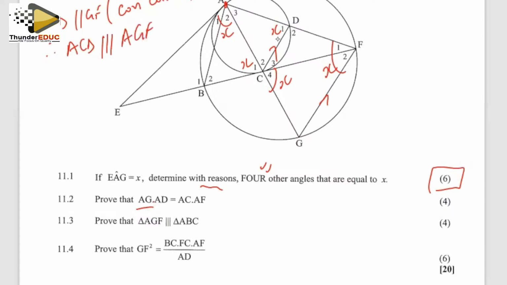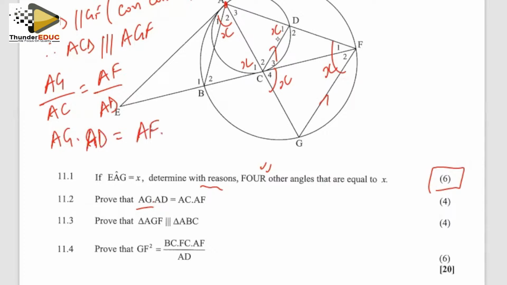Then let me compare the sides. So I'm going to say AG over AC is equal to AF over AD, and then just cross multiply. So that's going to be AG times AD, which should give me AF times AC. So that is what the question wanted in 11.2.